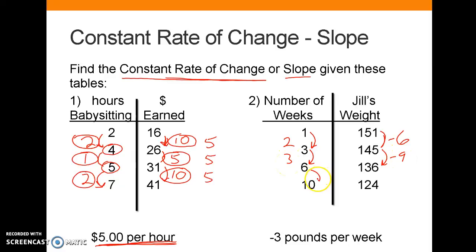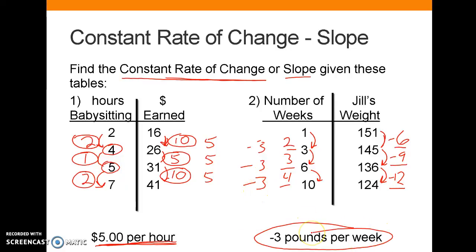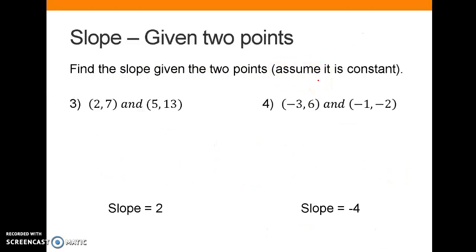And then we waited 4 weeks. So in 10 weeks, she went from 136 to 124. That's a loss of 12 pounds in 4 weeks. Well, how much is that per week? -6 divided by 2, that's -3 pounds per week. -9 divided by 3, that's -3 pounds per week. And then -12 divided by 4, that's -3 pounds per week. So her slope is that she's losing 3 pounds per week. So it's a constant rate of change that's going on in the table, and that is what we call the slope.